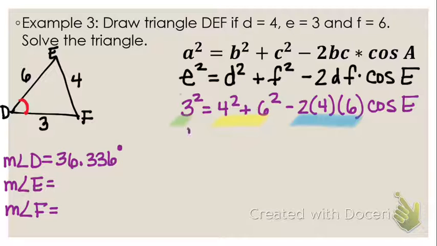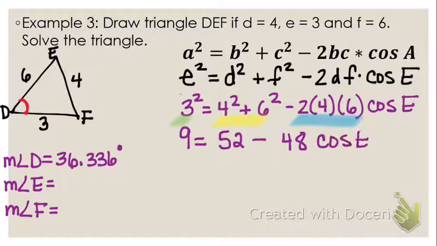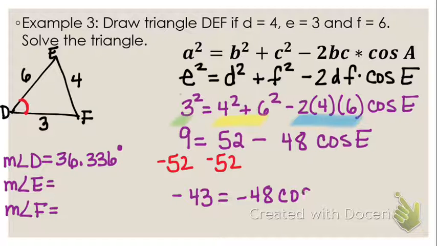So we have 9 equals, and then I just put the 4 squared plus 6 squared in my calculator. And I got 52 minus, that's a 48, cosine of angle E. And then I'm subtracting 52 from both sides. 9 minus 52 is negative 43. And then we divide by negative 48.